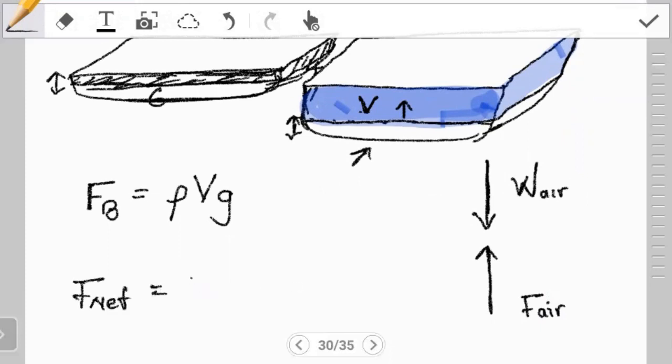This was given by, we took down to be positive. It doesn't really matter which direction you want to take as positive, just state it. So we took down to be positive, meaning our weight in air was positive, minus the buoyant force. Okay, sorry, I wrote F air there as well. So this is the buoyant force.